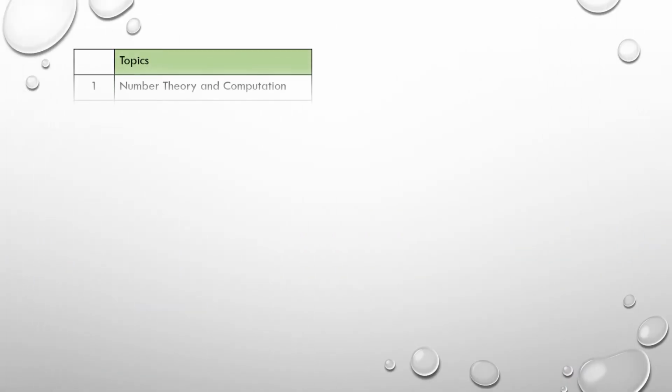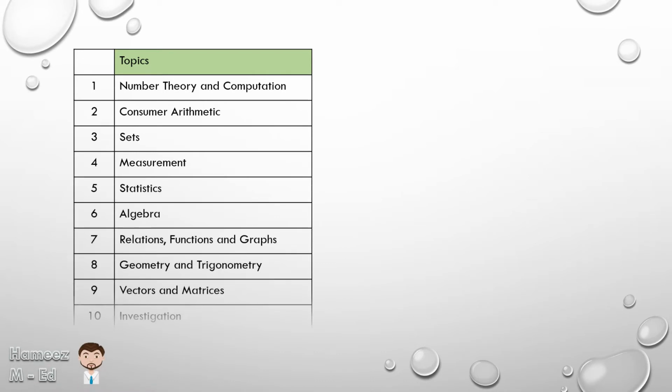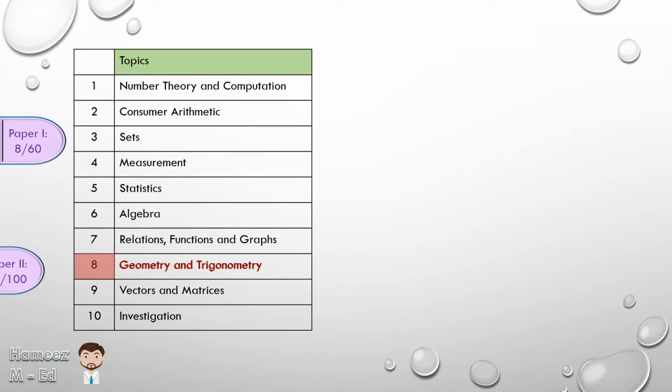As we look at the 10 major topics in CSEC Mathematics, this video looks at topic number 8, Geometry and Trigonometry. This topic is a major one and it's tested for 8 questions out of the possible 60 in paper 1, the multiple choice paper, and it is worth 20 marks out of 100 in paper 2, meaning that's 2 questions.